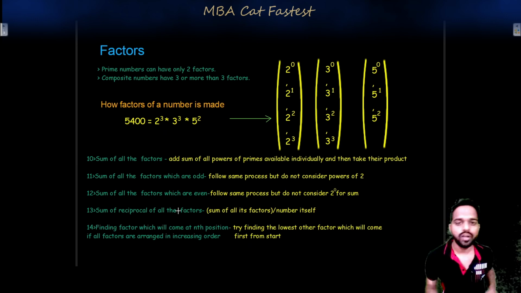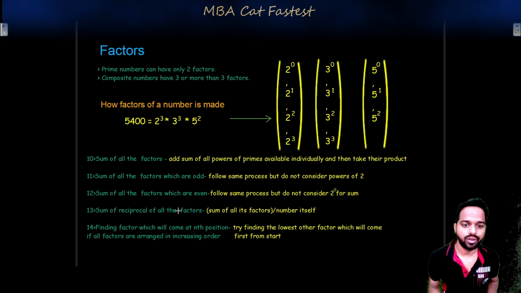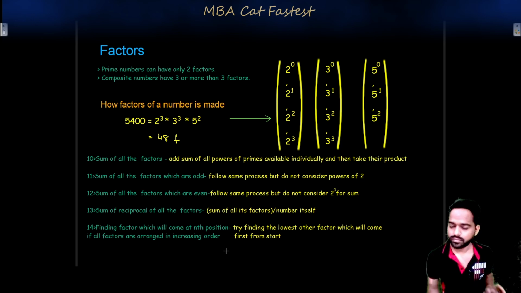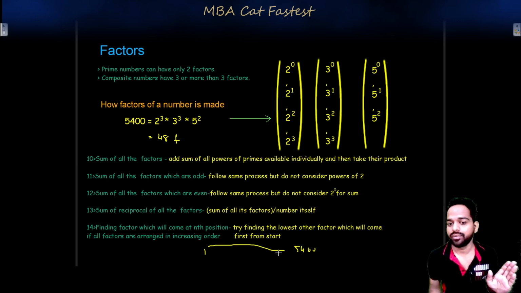Moving on. Now let's say we have to calculate factors which are available at end positions. For 5400, we have already calculated that there are 48 factors in total. Now let's say you wanted to find the factor which will come last in ascending order among the 48, easily you can say the value will be 5400. Why? Because that is the last factor. The first factor of 5400 is 1 and the last factor will be 5400, the number itself, and the product of these two is 5400.